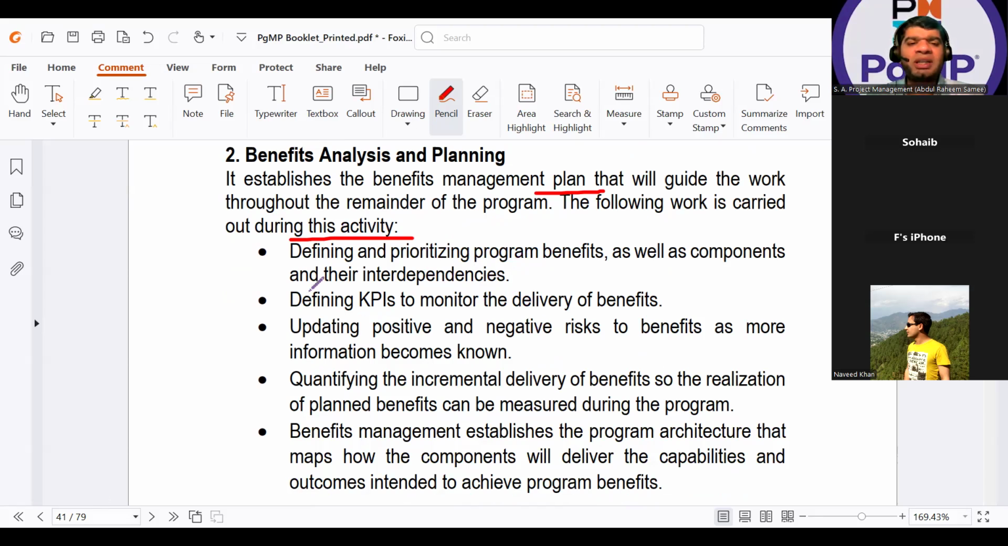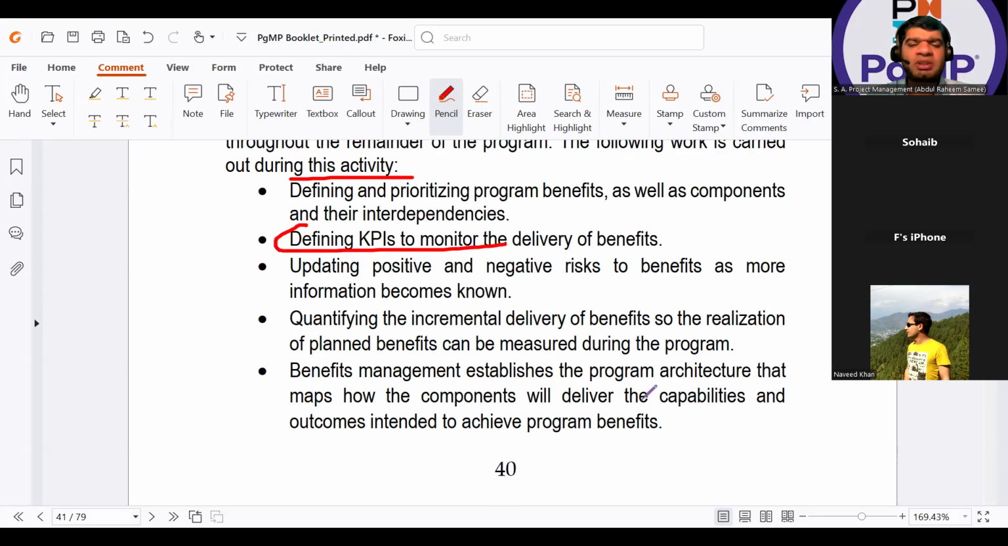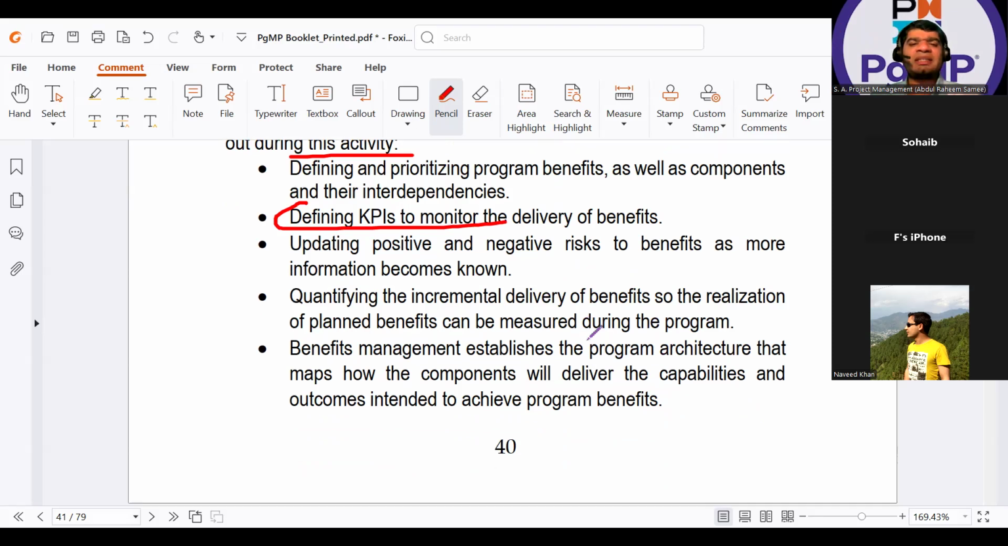Defining KPIs to monitor the delivery of benefits, updating positive and negative risks to benefits as more information becomes known. So it means that in order to do the analysis or subsequently prepare the benefits management plan, the benefit register will already be available with you. Quantifying the incremental delivery of benefits, so the realization of planned benefits can be measured during the program. Whenever the wording of quantification comes, it's a very typical word, quantification of the incremental benefits is done in your benefits management plan, not in your register.